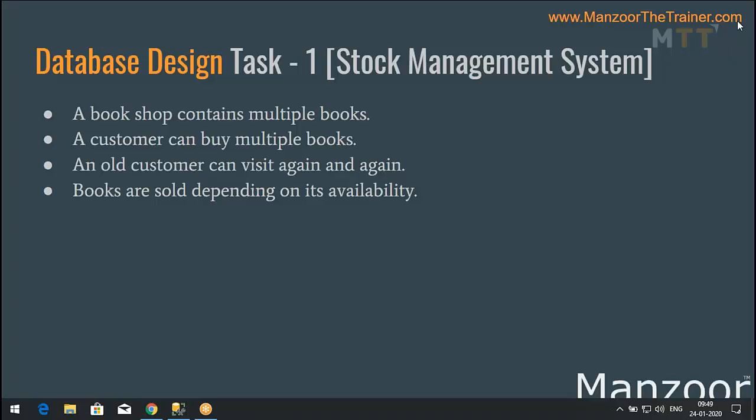One is object. What are the objects in this requirement you need to identify? And second thing, what is the relationship among objects that you need to identify? If you identify these two things, then you are done with your class designing, you are done with your database designing. What is the second thing, Manzu? Second point is relationship among objects. Okay. One is objects, another is relationship among objects.